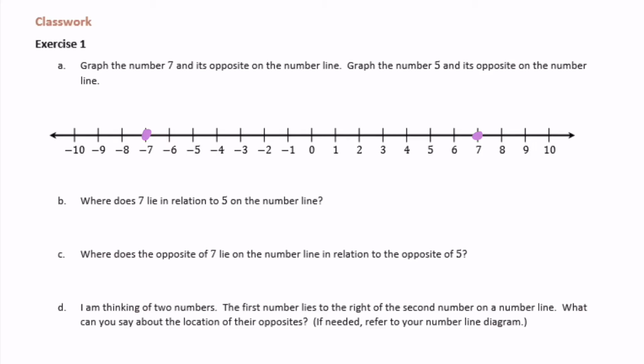Graph the number 5 and its opposite on the number line. So 5 and its opposite, -5. B, where does 7 lie in relation to 5 on the number line? So we're looking on the positive side, 7 in relation to 5. So 7 is 2 units to the right of 5.